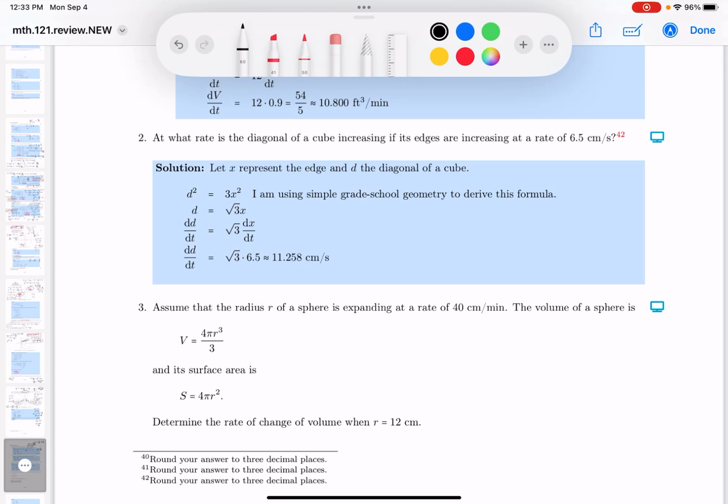Okay, this one says, at what rate is the diagonal of the cube increasing if the edges of this cube are increasing at a rate of 6.5 centimeters per second? Let me put a cube down for you. And again, it's my attempt of putting a cube down.